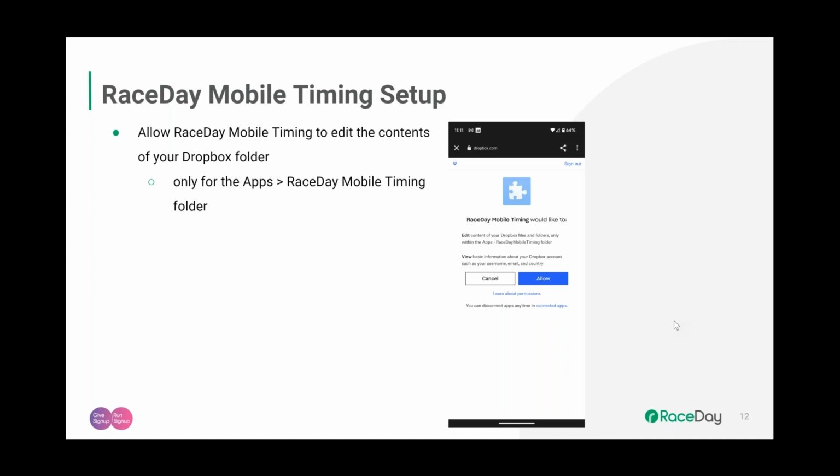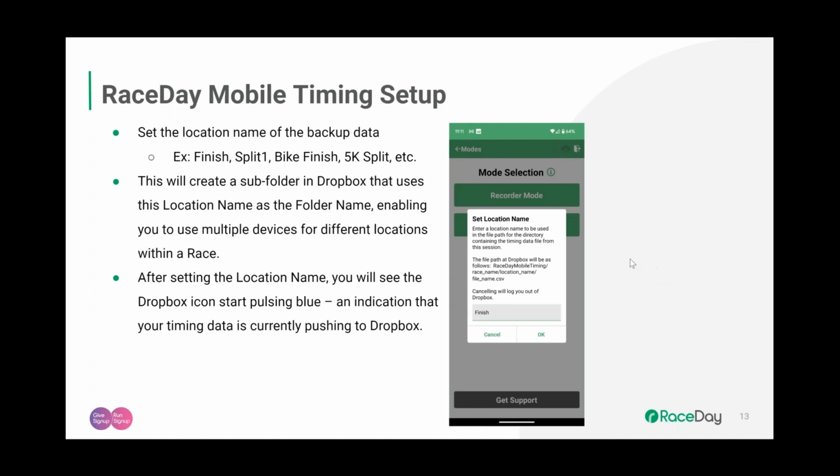And then you have to allow RaceDay mobile timing to edit the contents of your Dropbox folder. Now, it says very clearly here that it's only within the app's RaceDay timing folder. So this is the only folder that it's adding things to. And so you want to allow that. And then at this point, you're going to set the location name.